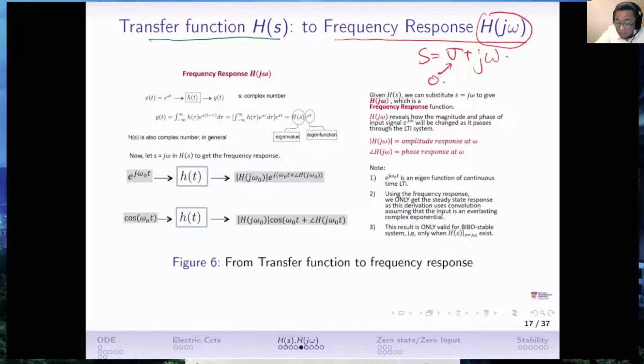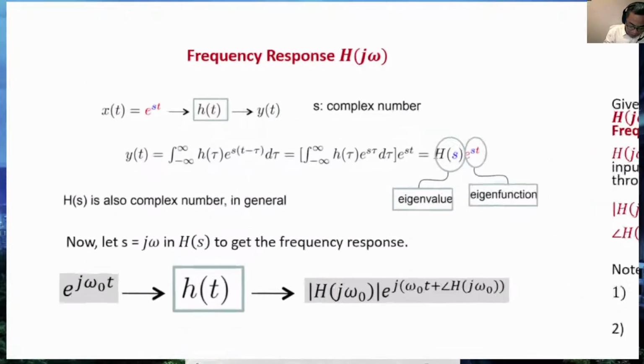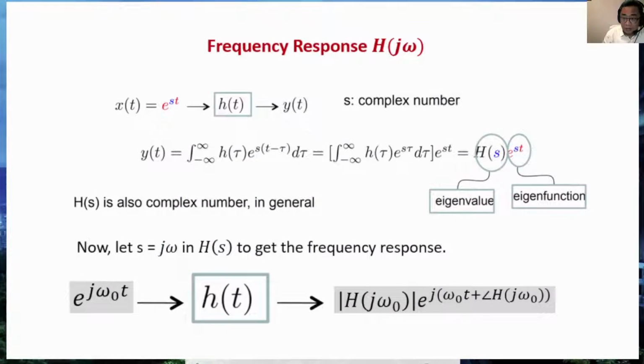Now, when s is just evaluated along the imaginary axis jω, it becomes exactly the same as the frequency response of the continuous time Fourier transform of the impulse response. Let's see. Okay, let's begin with this idea.